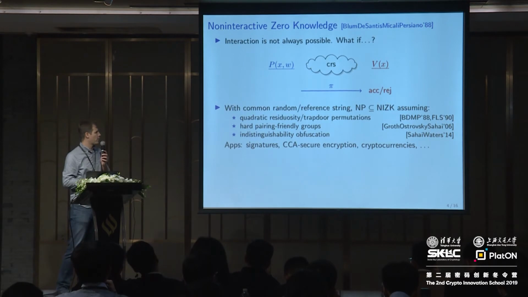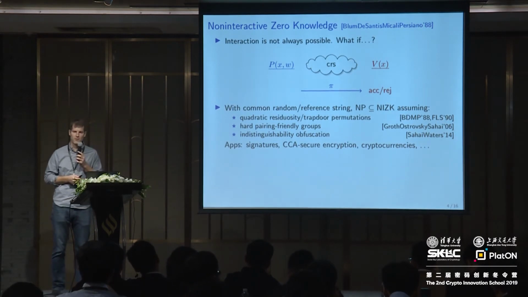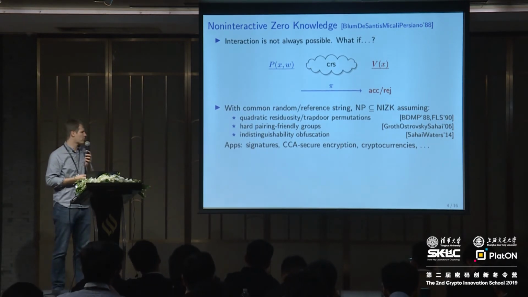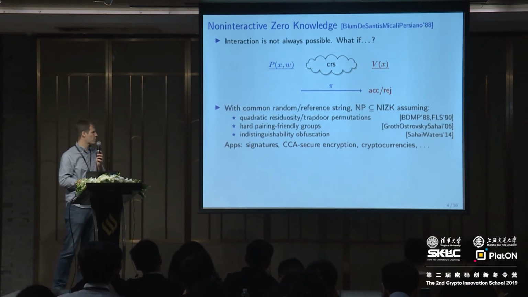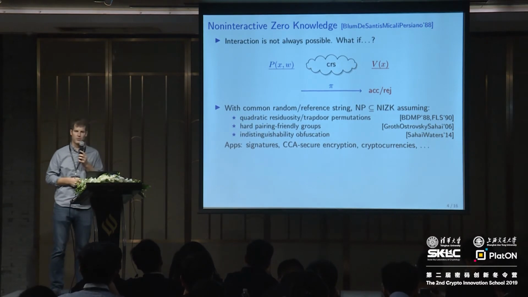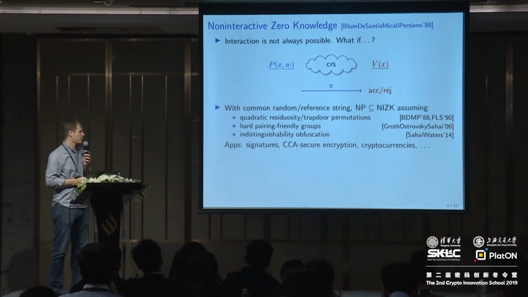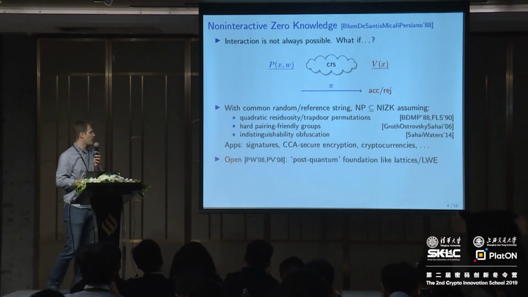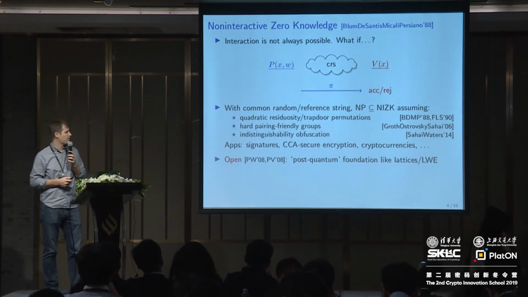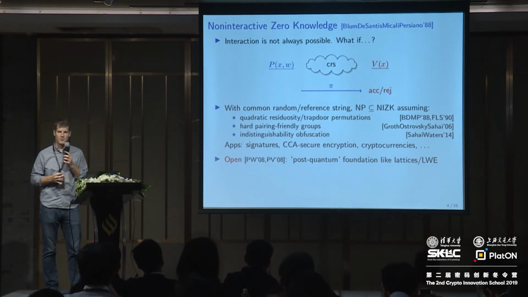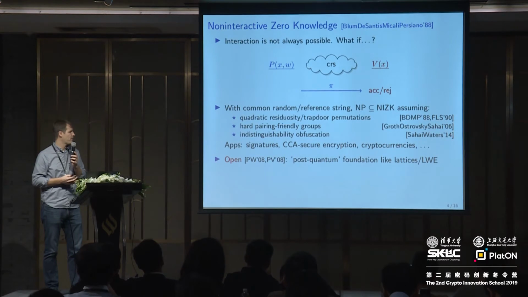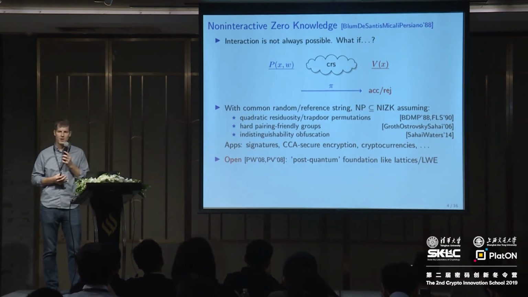But in any case, there are many applications of NIZK. So signatures, there's a generic transformation which gives you digital signatures, and actively secure encryption. These are used all over in cryptocurrencies nowadays, and many other places. So we like to have non-interactive zero-knowledge proofs. But unfortunately, going back at least to 2007, 2008, we did not have any post-quantum foundation for non-interactive zero-knowledge.